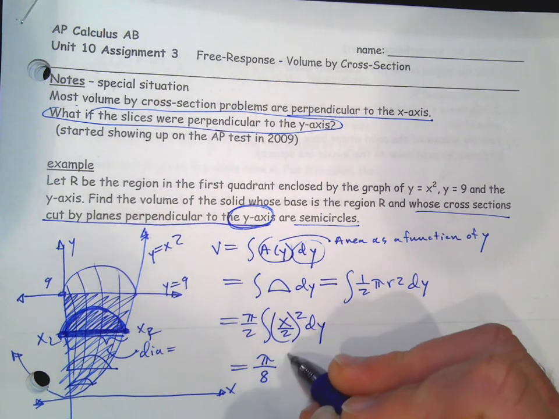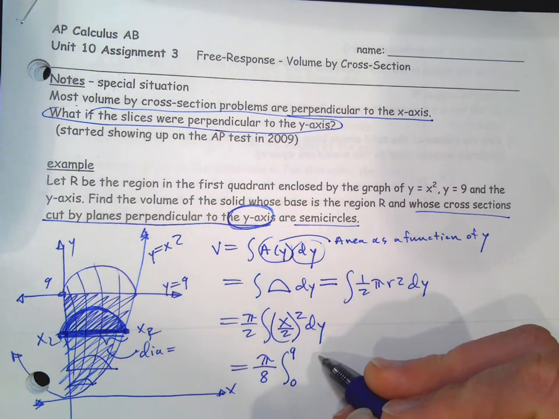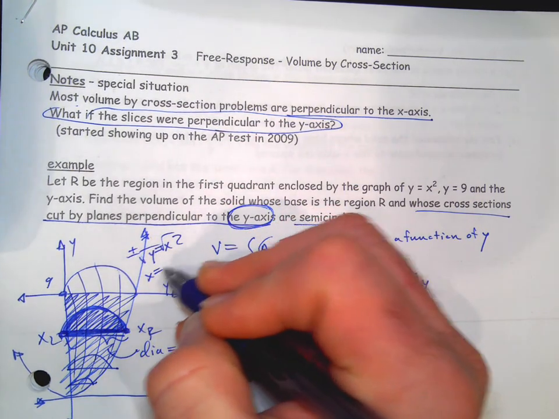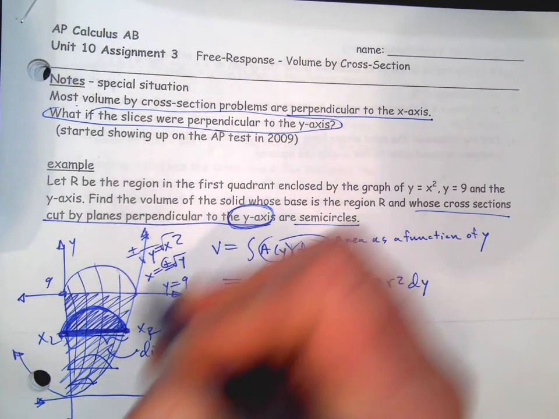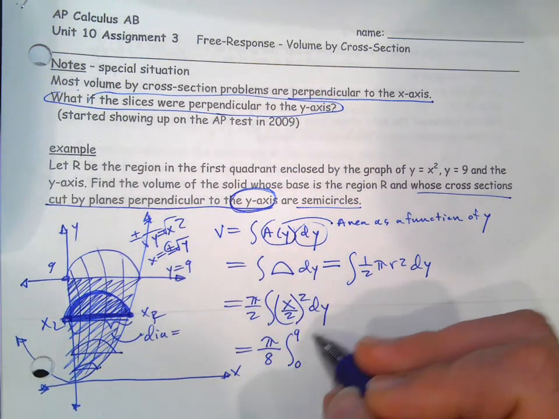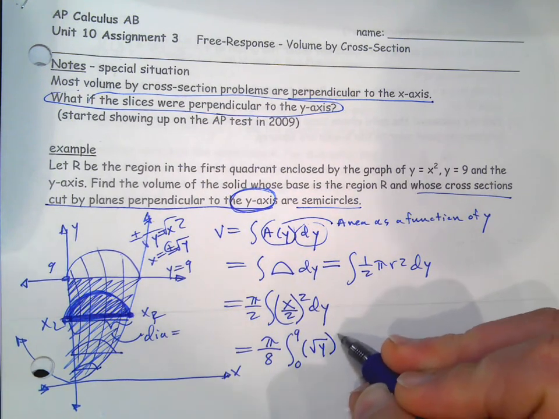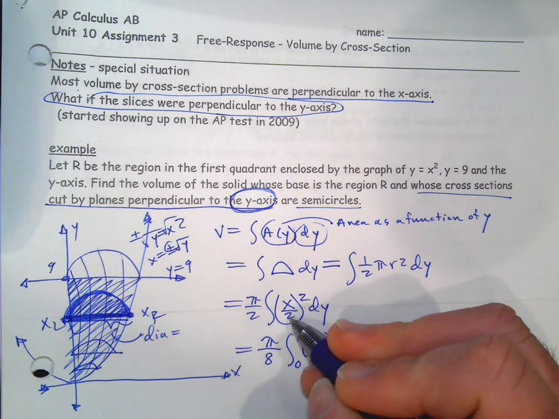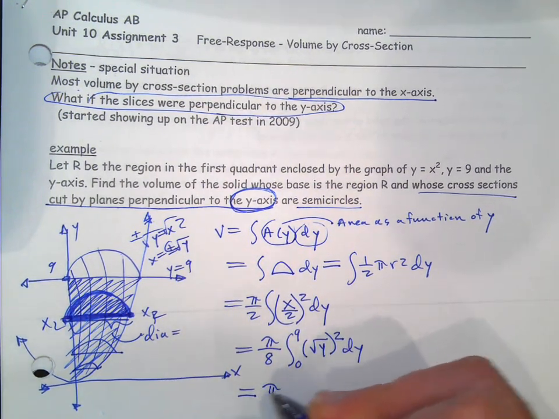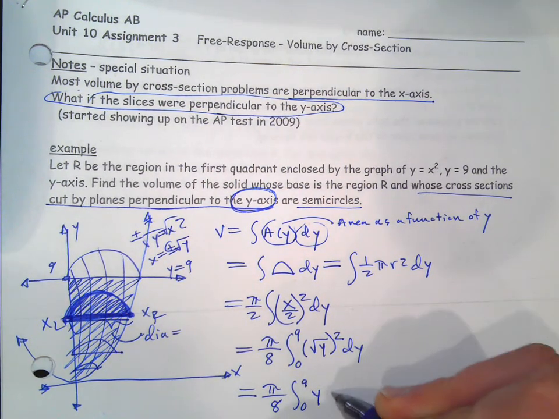Now we want to get this in terms of y. So it's going to be pi over 8. We're going to integrate bottom to top, 0 to 9. X in terms of y, we would take the square root of both sides. X equals plus or minus the square root of y. We want the positive because it's the right half of the parabola. If we were over here in the left half, we'd use a negative, which comes up every now and then. So it's going to be the positive square root of y, squared. We already brought the 2 squared on the bottom out front. And so then our final setup is going to be pi over 8, integral from 0 to 9 of y dy.